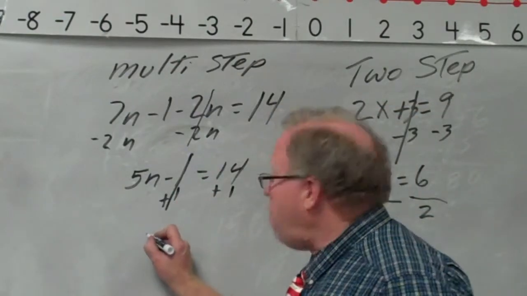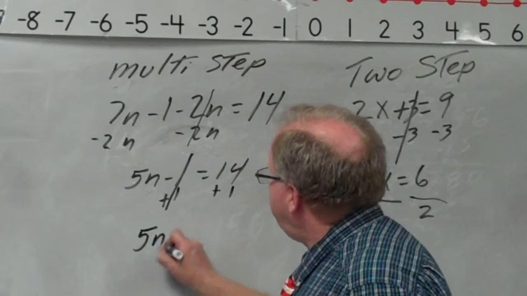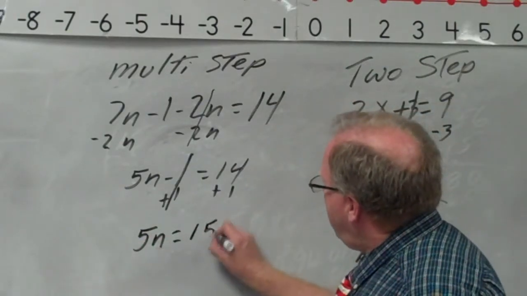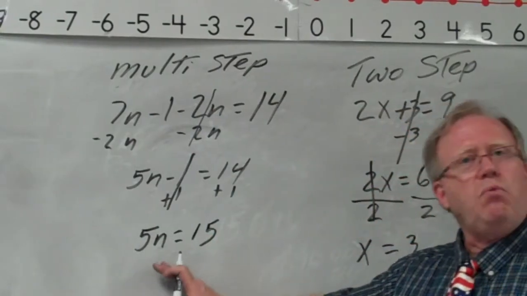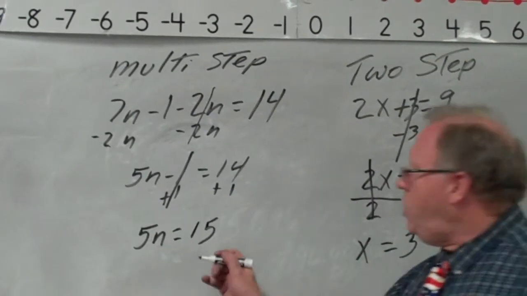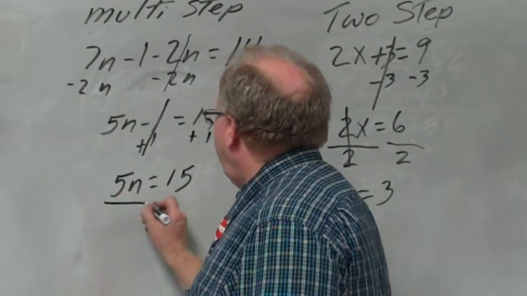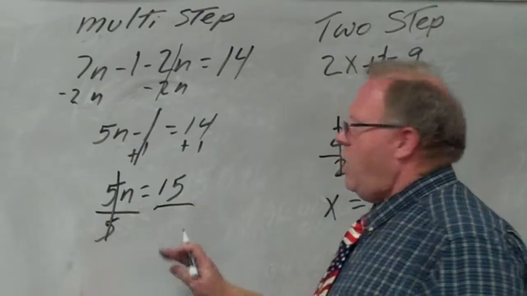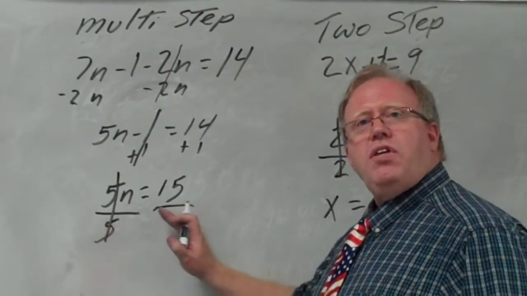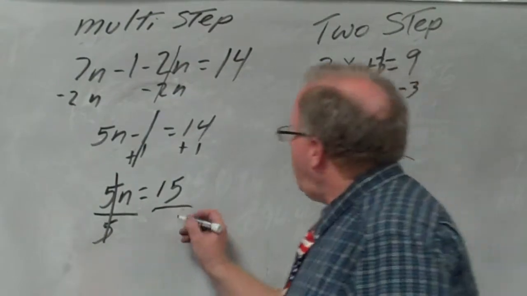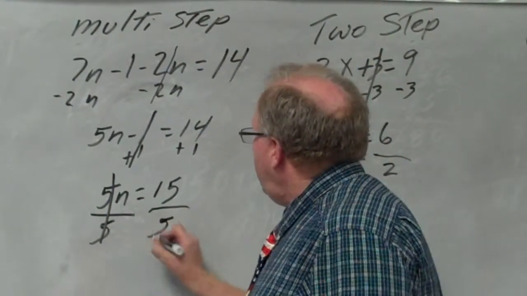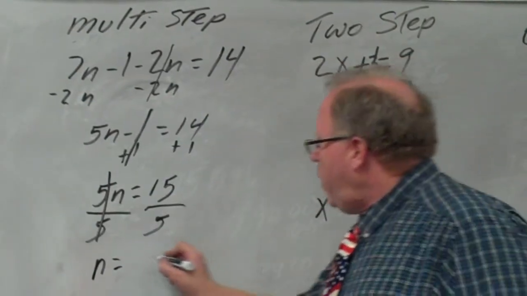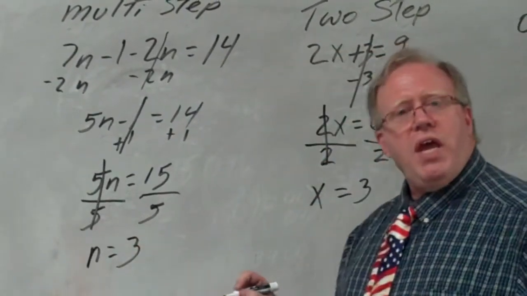And now I rewrite my problem. 5n equals 14 plus 1 is 15. And there I am again, once again, with my multiplication problem. And I'm going to use the inverse operation, which would be division. So we're going to divide by 5. That cancels that out. Again, whatever I do on one side of the equal sign, I have to do on the other side. So I'm going to divide this by 5 as well. I rewrite my problem. N equals 5 goes into 15 3 times. And there we have that.